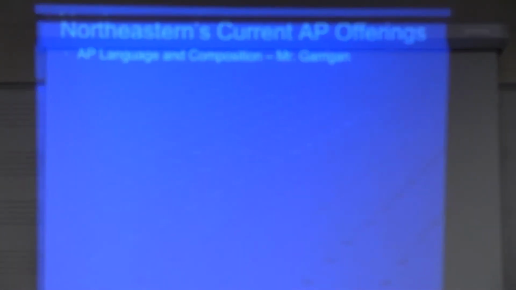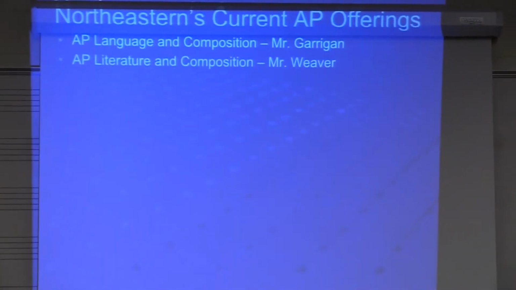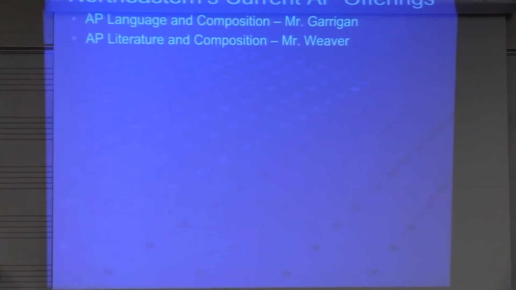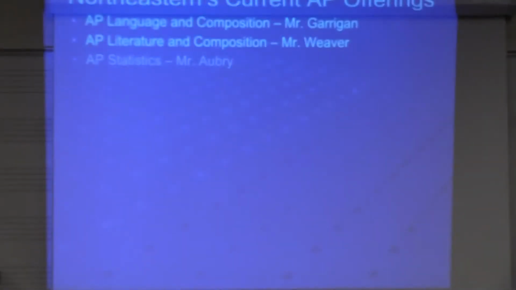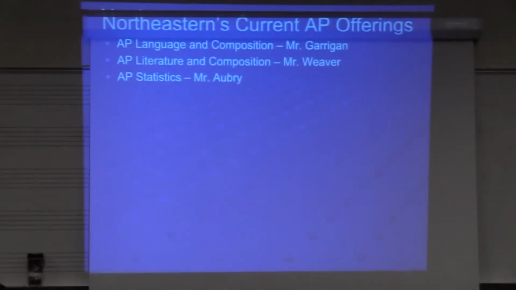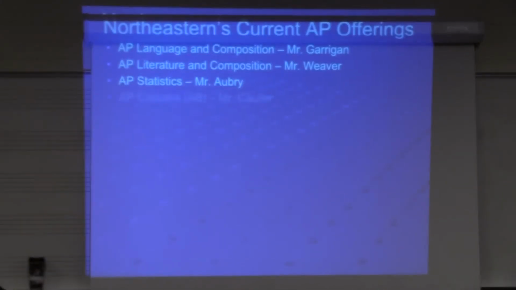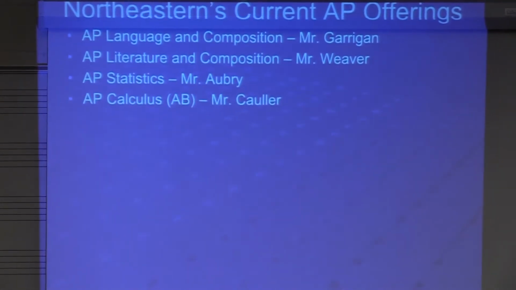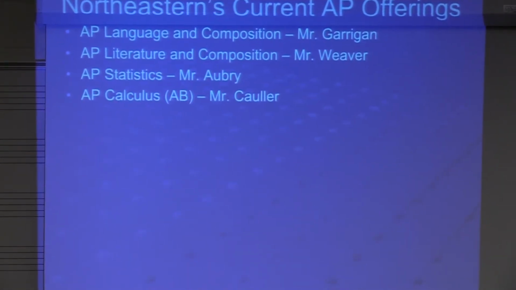That said, we have 2 AP English courses that we teach here at Northeastern. We have our AP English Language and Composition course taught by Mr. Garrigan. My name again is Mr. Weaver, and I teach our AP English Literature and Composition course here at the high school. Moving into our next subject area, our math department, we have AP Statistics taught by our very own Mr. Albury, and AP Calculus taught by Mr. Kohler.